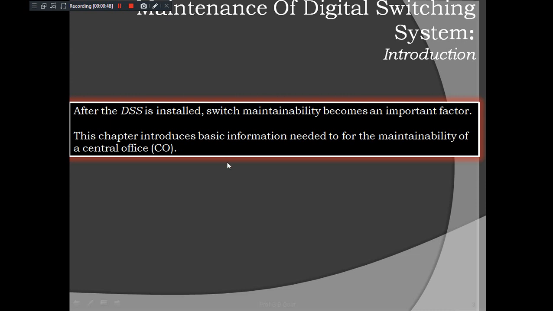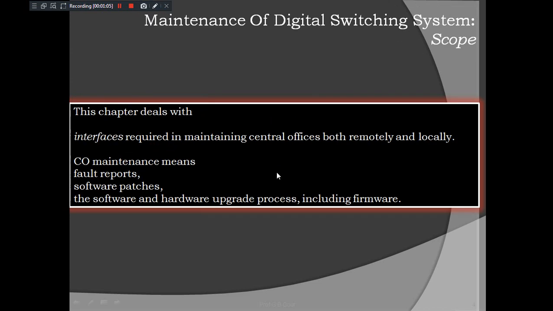So the scope of why we have to study this chapter is that once you install the DSS, its maintainability also becomes a big question. It is not only related to DSS; if you purchase any new thing, its maintenance is a very important part. So here we are going to focus on those aspects. For that we have to study some of the interfaces in order to maintain the central offices, maybe remotely or locally, as I just mentioned. So let us see what those interfaces are.